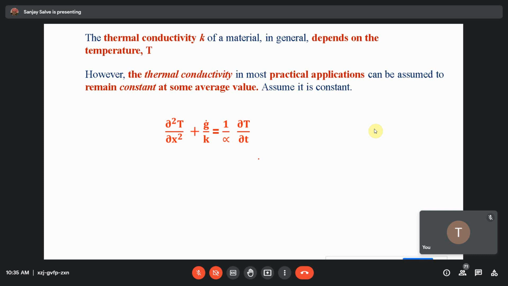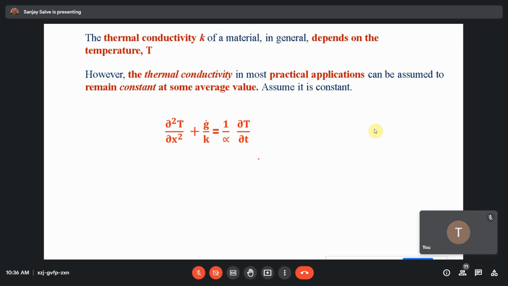Now delta square T by delta x square is only in one direction, so the partial differentiation converts into exact differentiation. We can write d square T by dx square instead of delta, because it is fixed in one direction, that is x. So d square T by dx square plus g dot by k is equal to 1 by alpha delta T by delta small time t.